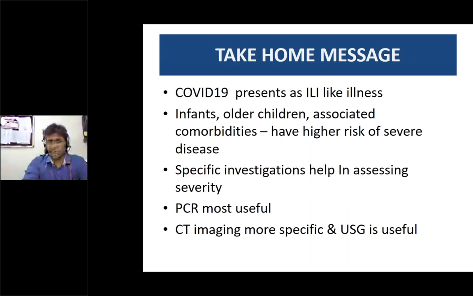So overall, the take-home message is that COVID-19 presents as an influenza-like illness in most of the children. Infants and older children associated with comorbidities have a high risk of severe disease. Specific investigations help in assessing severity. PCR is most useful, however, it's not completely sensitive. The CT imaging is more specific, and ultrasound is found to be useful nowadays.